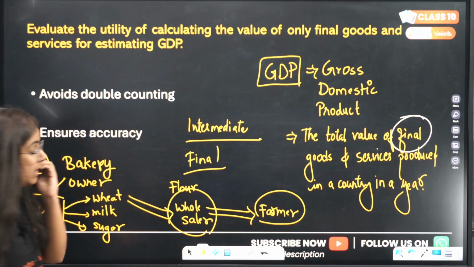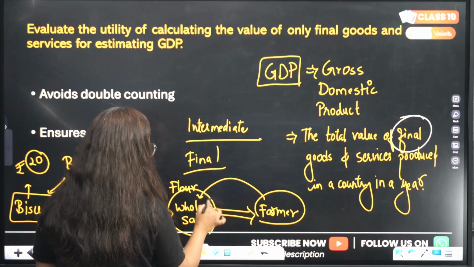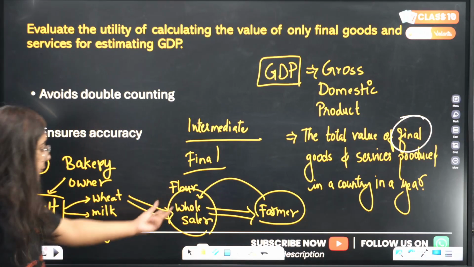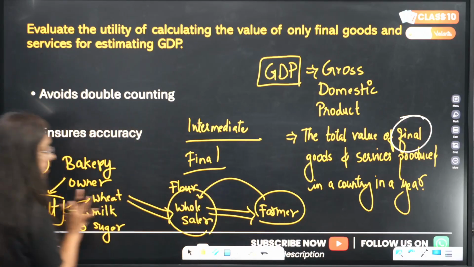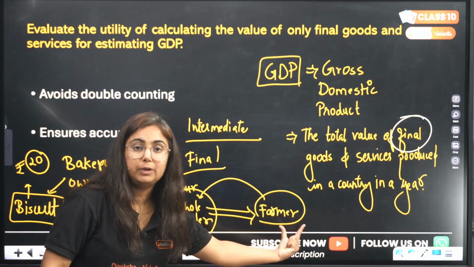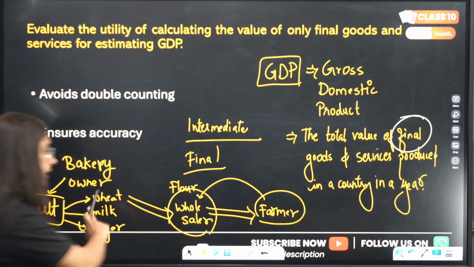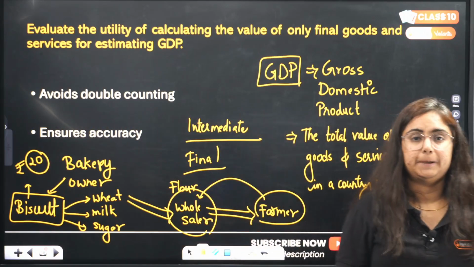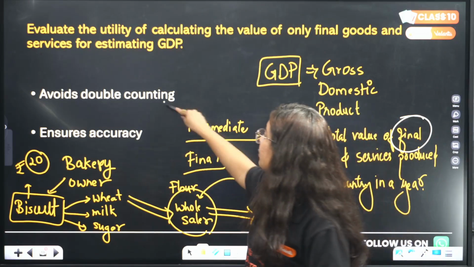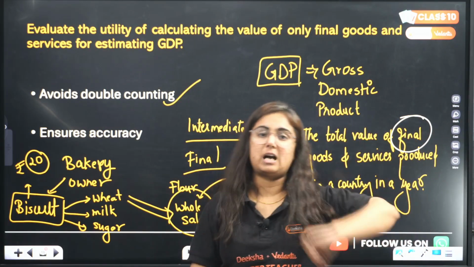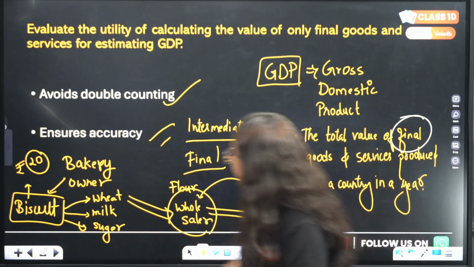Now pay attention. This farmer sells the wheat to another person, who does just one thing: he converts the wheat into flour. Flour is sold to another person. Don't you think whenever we calculate the income of these three people, what is the product here? Wheat. What is the product here? Wheat flour. What is the product here? Biscuit. Every time the same wheat is repeated. So hence, to avoid double counting, we take what? The final product. Get it? And it ensures accuracy. It gives you good data for GDP.